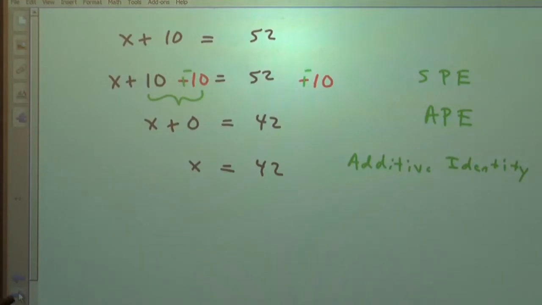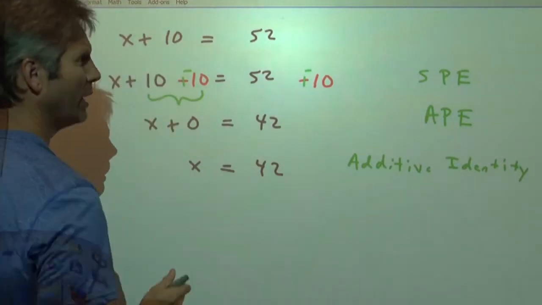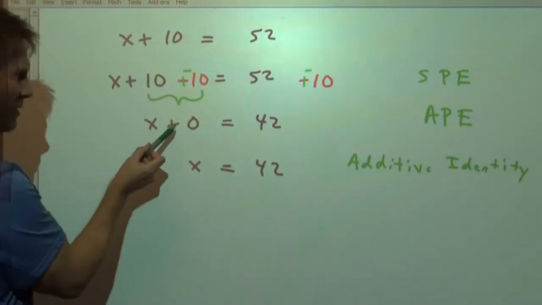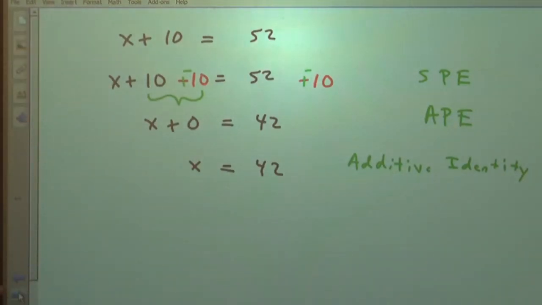Some geometry classes still insist that you go through and justify every step like that, and even this last step where you have the additive identity property.